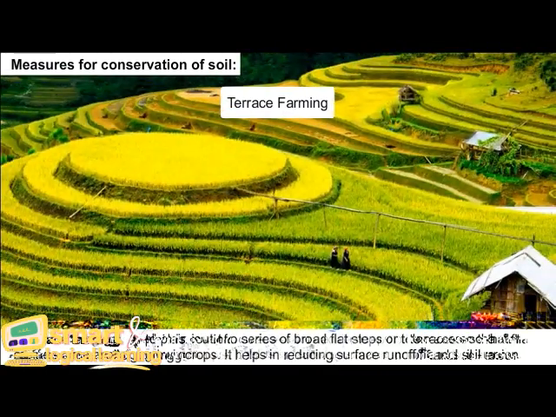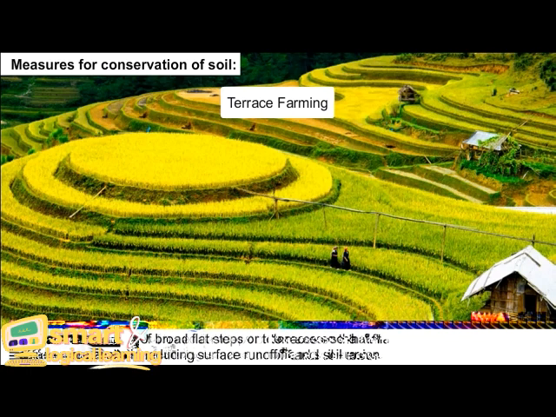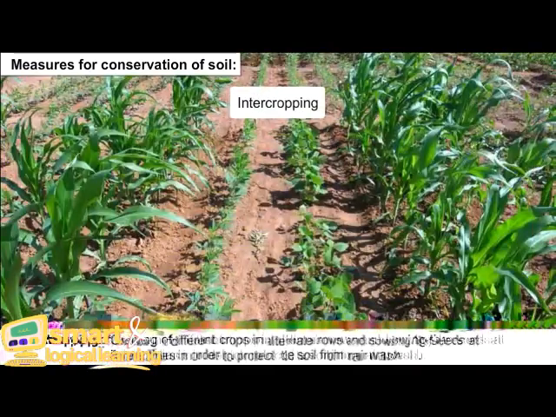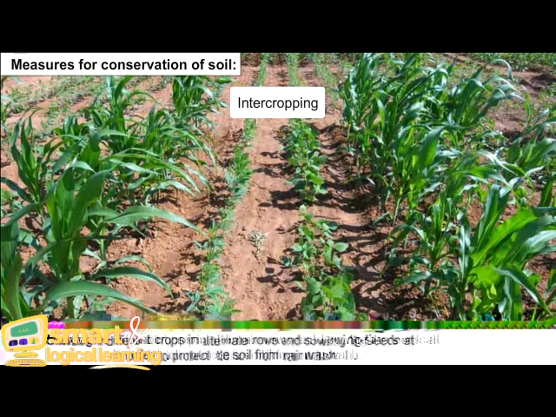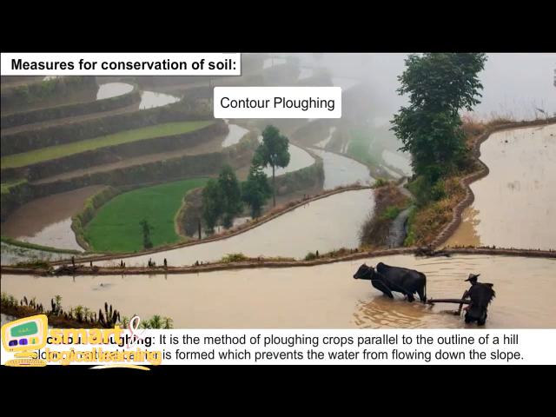Terrace farming. A sloped plain is cut into a series of broad flat steps or terraces so that flat surfaces are available for growing crops. It helps in reducing surface runoff and soil erosion. Intercropping: growing of different crops in alternate rows and sowing the seeds at different times in order to protect the soil from rain wash. Contour plowing. It is the method of plowing crops parallel to the outline of a hill slope. A natural barrier is formed which prevents the water from flowing down the slope.